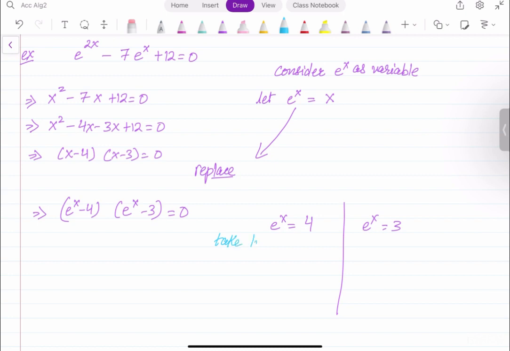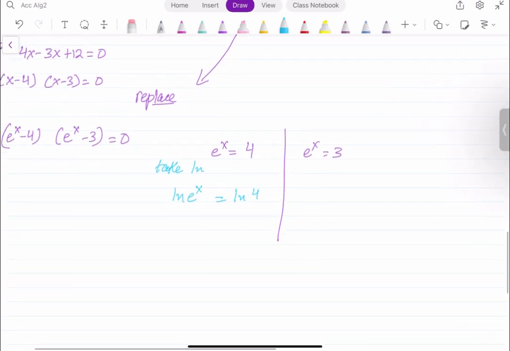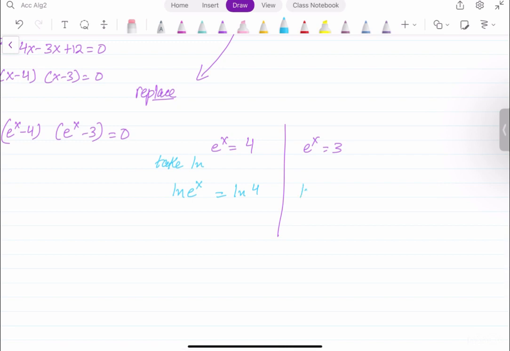So we can take ln both sides. Ln of e to the power of x is equal to ln of 4. And then ln of e to the power of x is equal to ln of 3. So x is equal to ln of 4 and x is equal to ln of 3.